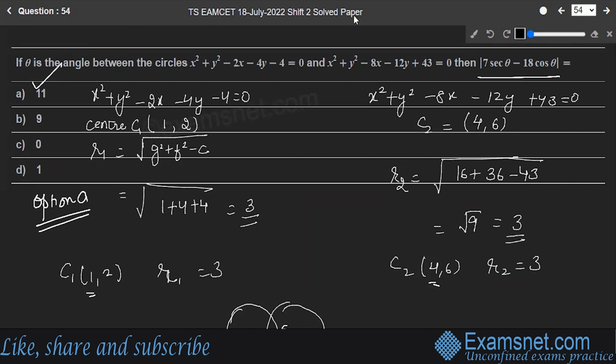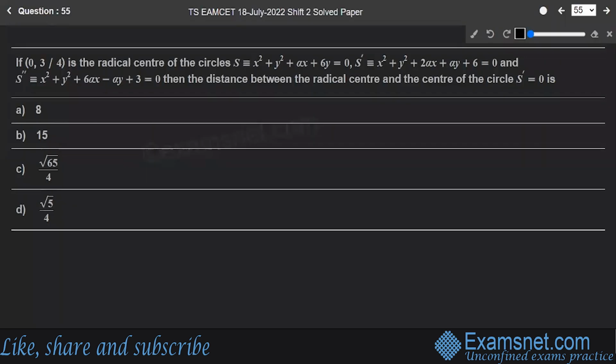Hope you got that. Let's move to the next question then. Question number 55. It says if (0, 3 by 4) is the radical center for circles S, S dash, and S double dash, these are the three equations for three circles, then the distance between the radical center and the center of the circle S dash equal to 0 is.